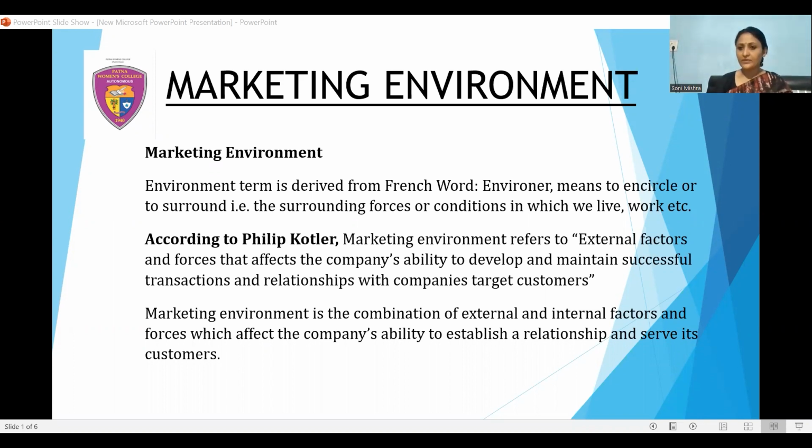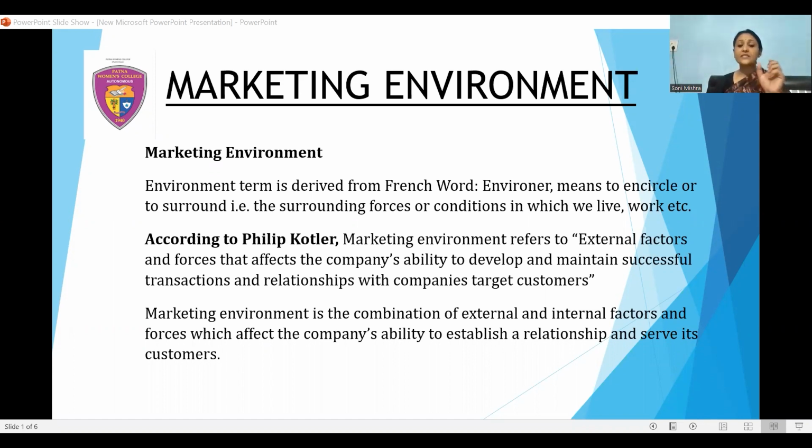So, what is environment? Environment is a French word which originated from environner, that means something which encircles or surrounds. So, we all exist in a certain kind of environment. Similarly, every organization and company also exists in a certain kind of environment.